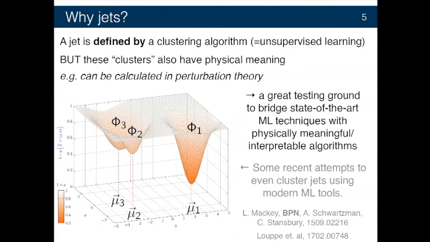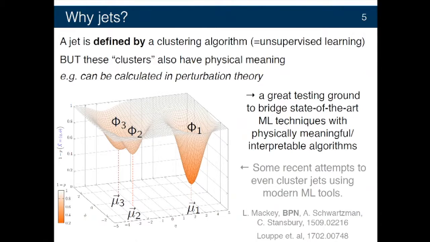But you can adapt standard unsupervised learning techniques to have that feature, and that's what I was alluding to here. So for instance, mixture models are, aside from k-means, the generalization of k-means, and the most standard clustering procedure, and you can adapt that to be IRC safe. What you get out at the end is not necessarily something more useful than, say, anti-kT, but I think it's still an active area of research.